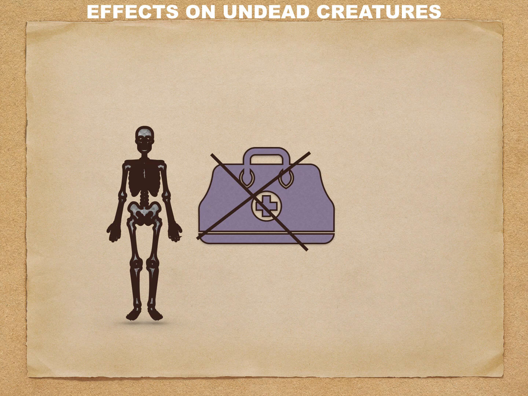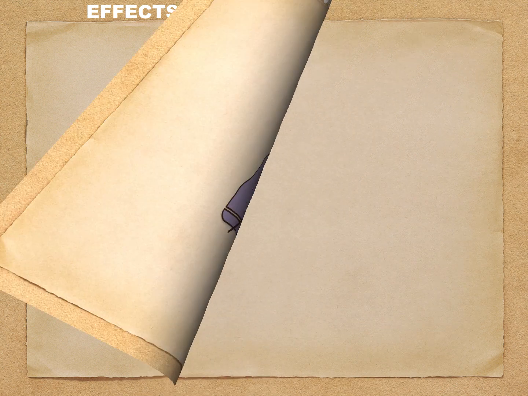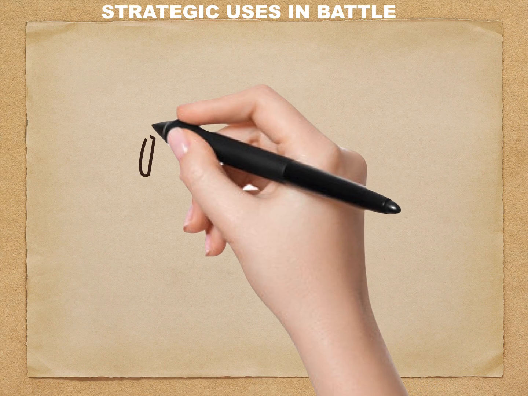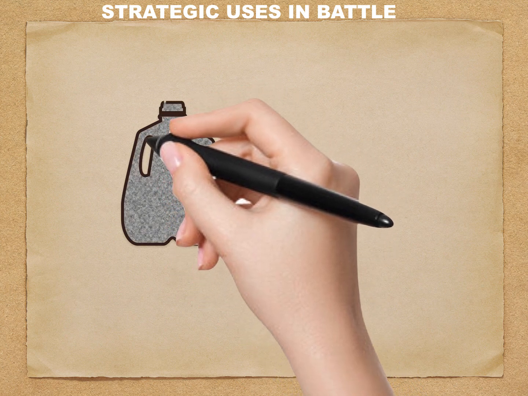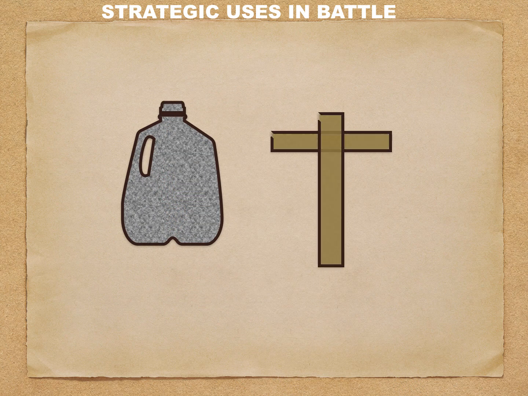Now, our next topic is strategic uses in battle. Chill Touch can be a game changer against regenerating foes, as it prevents them from regaining hit points until the start of your next turn. This makes it invaluable in battles against trolls or vampires.